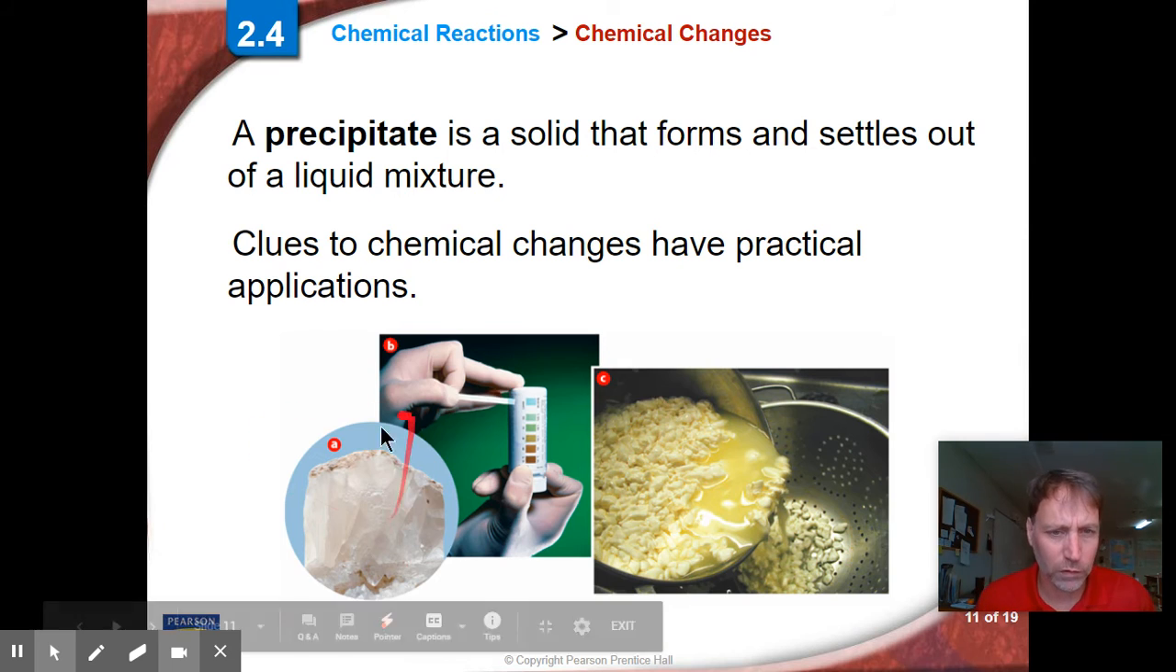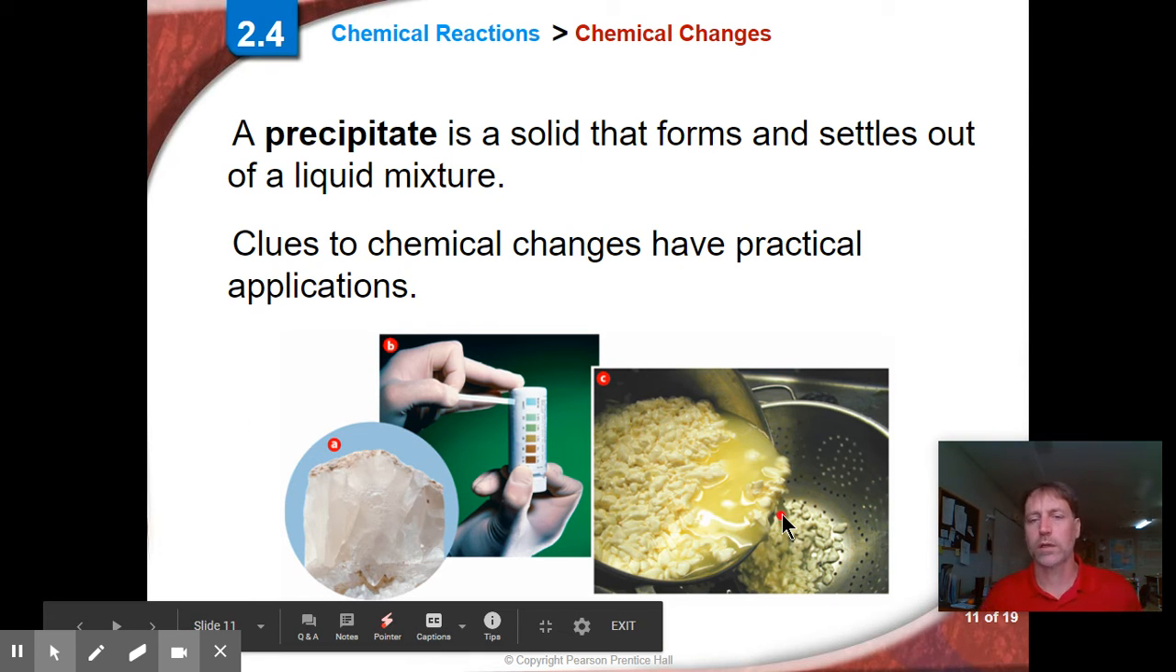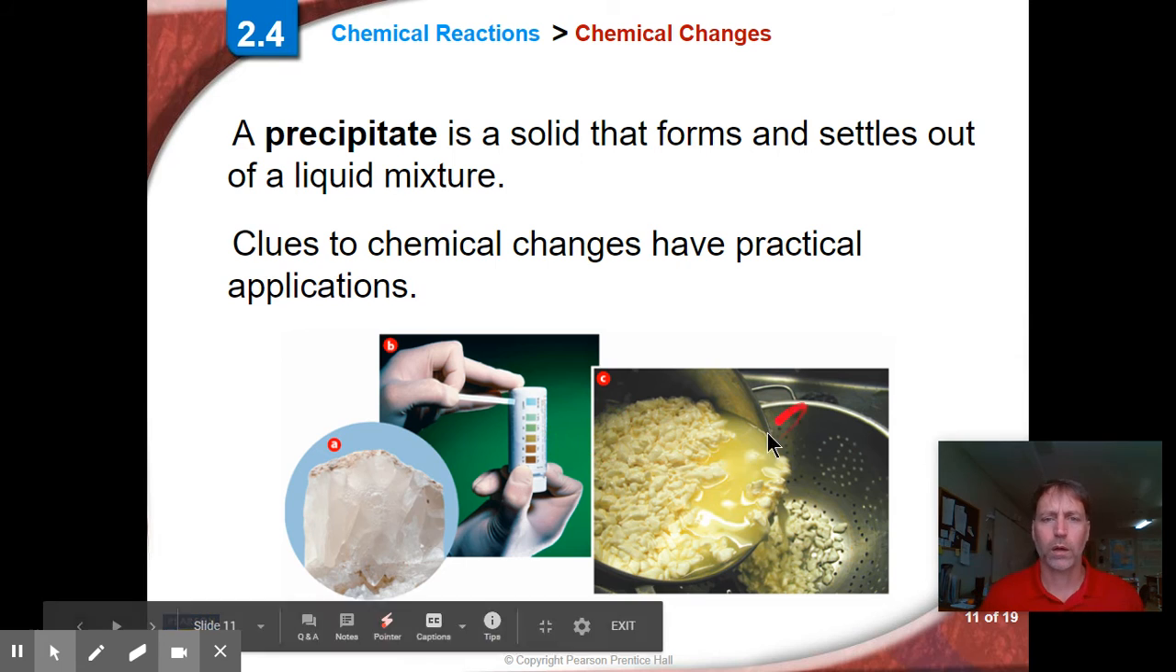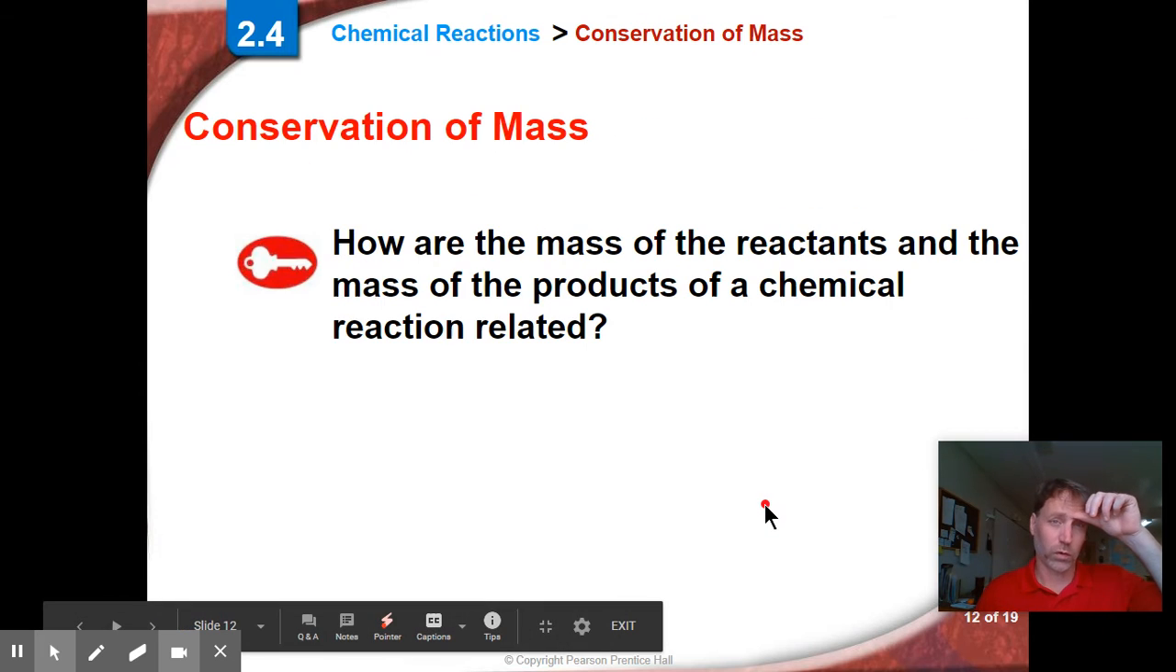That's a clue in some of these applications. For instance, you might see a color change with pH, or a chemical reaction when you make cheese, where cheese curds are being made. That's how you can see if a chemical reaction has occurred.